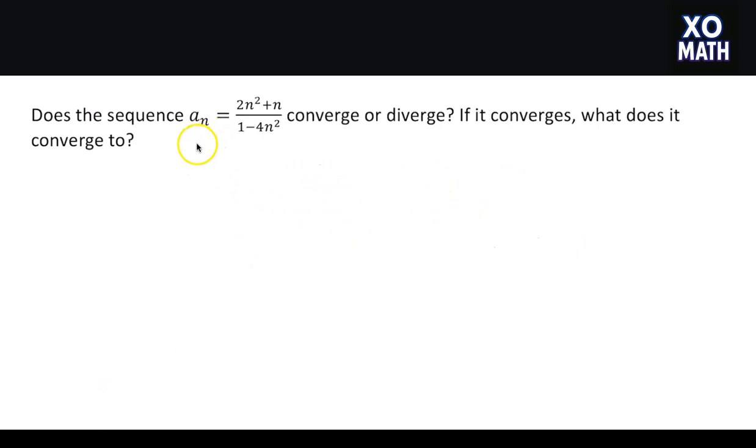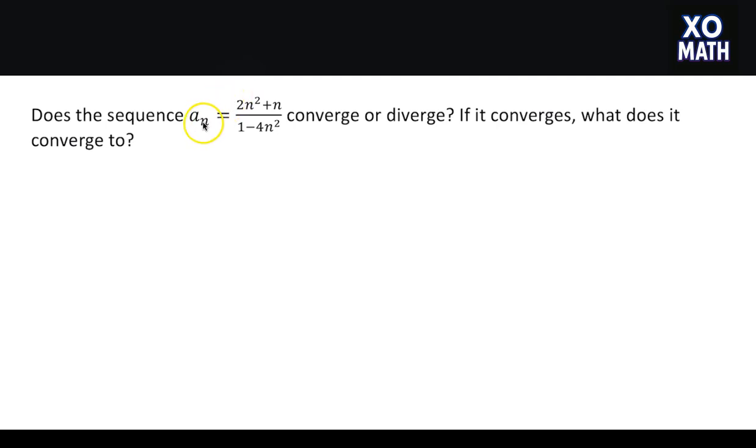Now, on this example, our sequence a sub n is equal to 2n squared plus n all over 1 minus 4n squared. So we'll set up our limit as n approaches infinity of 2n squared plus n over 1 minus 4n squared. In the numerator, my function is dominated by 2n squared, and the denominator, my function is dominated by negative 4n squared.